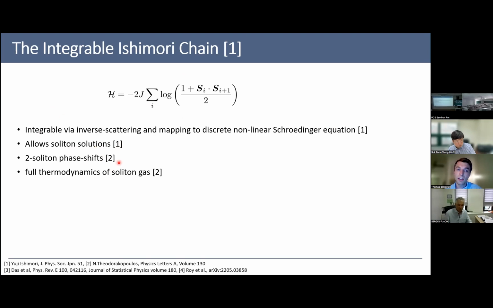You know exactly the two-soliton phase shifts for that model, and you can describe the full thermodynamics of this as a soliton gas or via the thermodynamic Bethe ansatz.